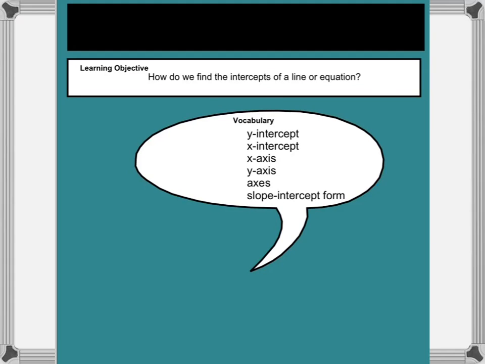Okay, today we're going to talk about how we find the intercepts of a line and how we find the intercepts of an equation. So our vocabulary is x-intercept, y-intercept, x-axis, y-axis, axes, which is the pluralized version of axis. So you have one axis and you have two or more axes. And slope-intercept form.